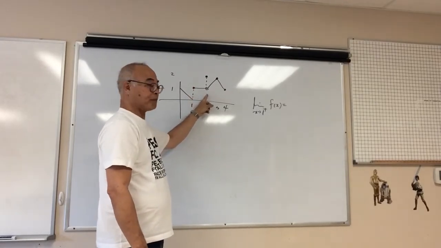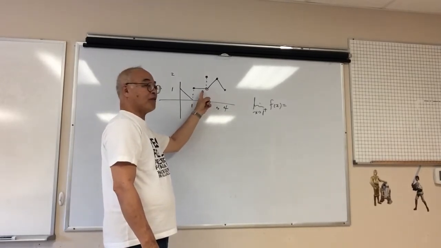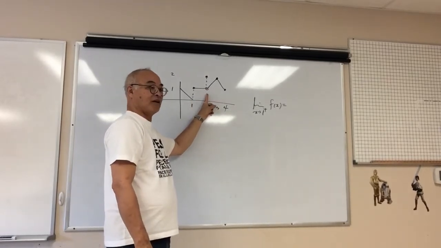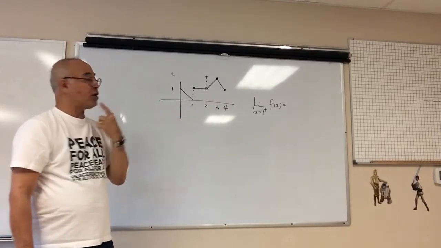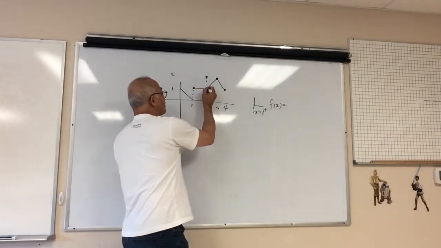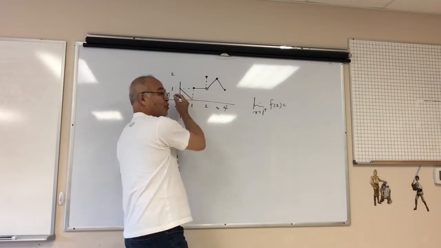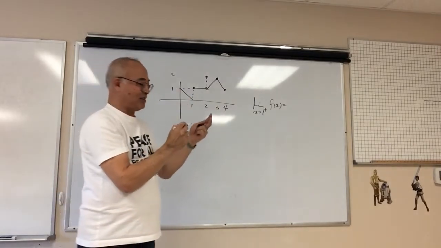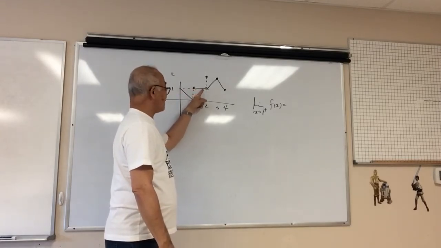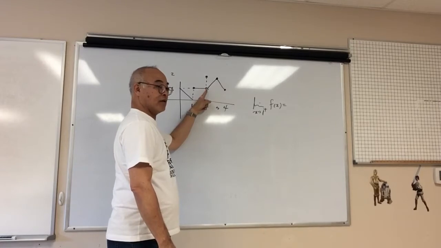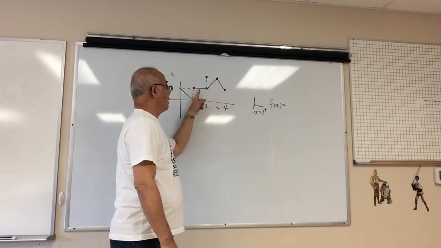What about here? What is my limit approaching from the negative side? Where is the limit trying to go from here to here? It's trying to go to 1, right? Someone said 2, but that's the x value. I'm looking for the y value. So as I'm approaching here, it's trying to get to 1. So the limit is 1.